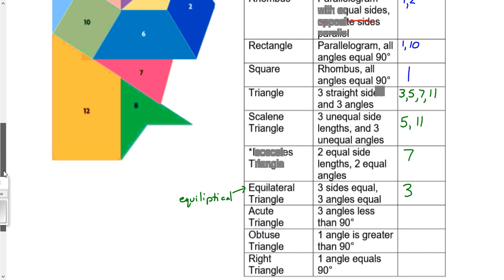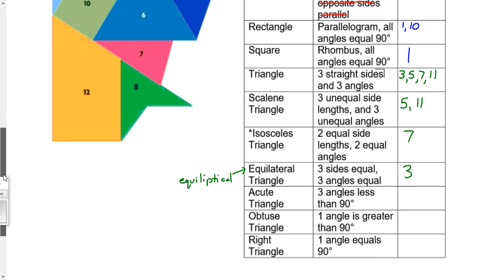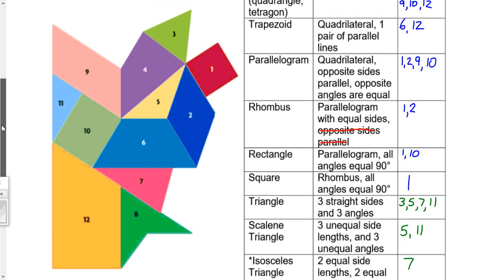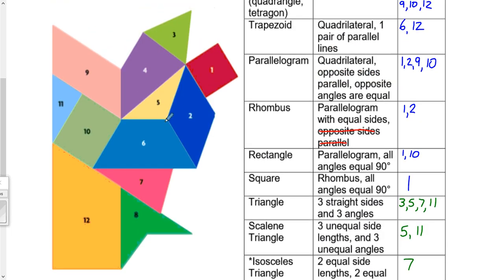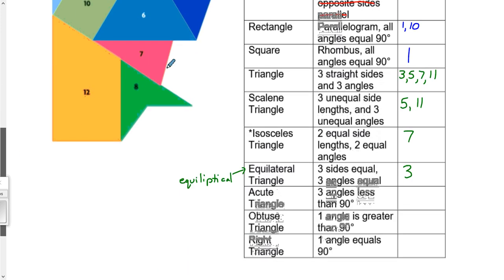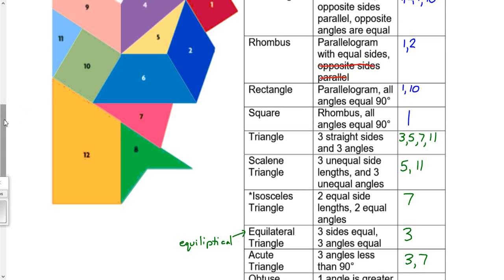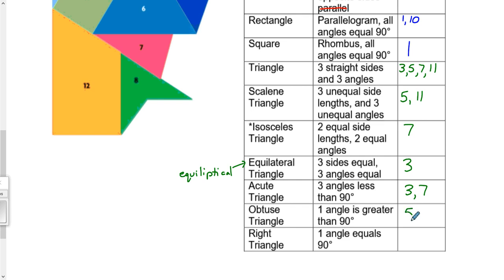An acute triangle, all 3 angles are less than 90 degrees. Well, that's going to be 3, 5. That's definitely bigger than that angle right there is definitely bigger than 90 degrees. That one looks like it's exactly 90, so that doesn't fit. So only 3 and 7 would be acute triangles. An obtuse triangle just has one angle greater than 90 degrees. Oh, that's going to be number 5. And a right triangle has one angle equal to 90. That's going to be number 11.